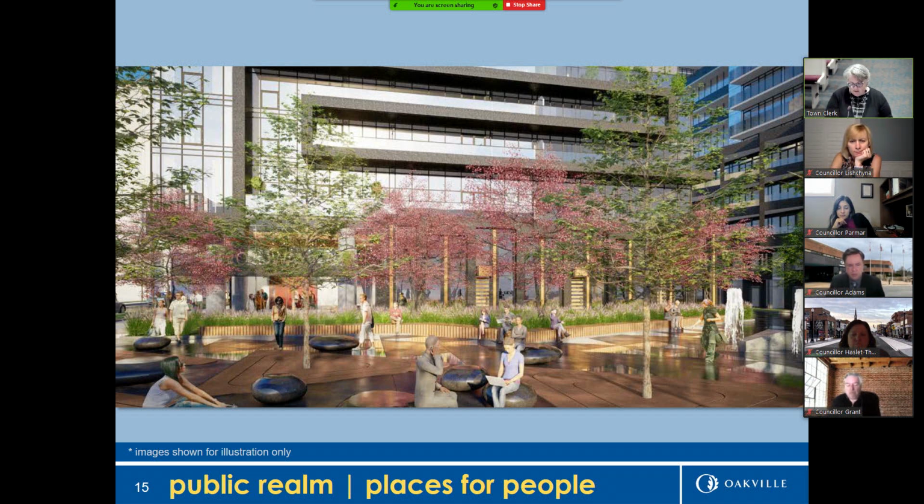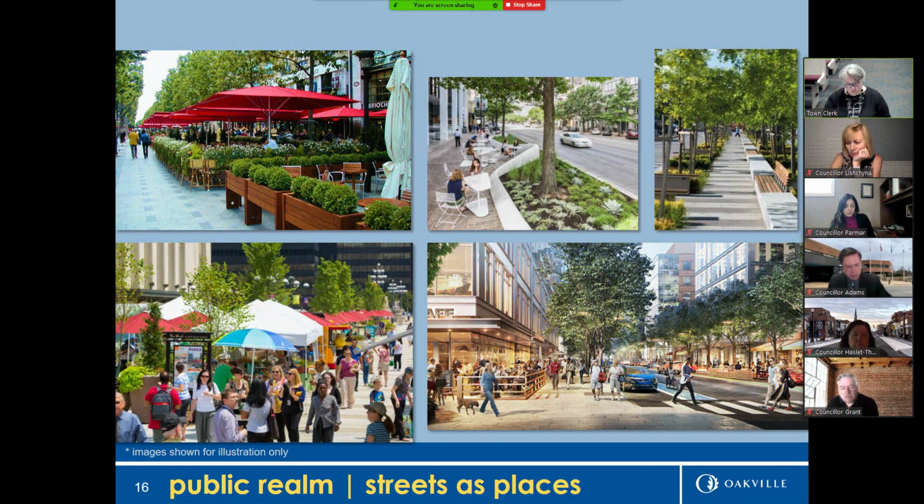I'm going to spend the next few slides on components of the public realm. And again, these images are for illustration purposes to show the potential and the possibility. So I'll start with streets, and streets are places. They're the connective tissue of Midtown, linking both the built form, the buildings, and open spaces.